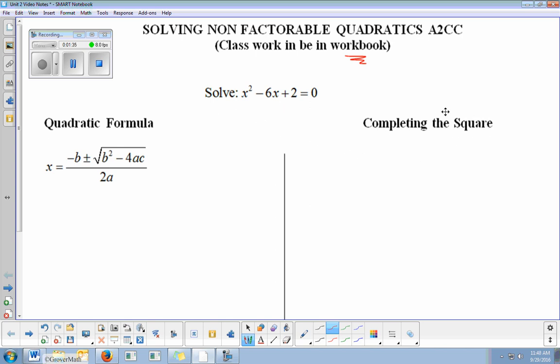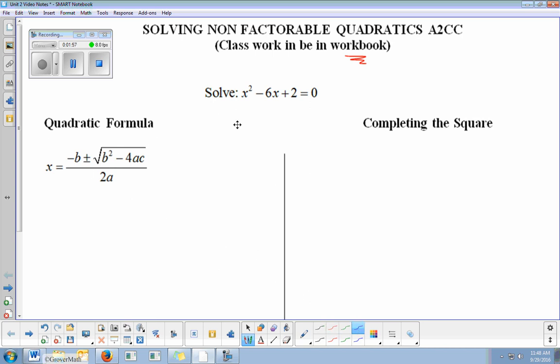Completing the square is a very useful tool that we'll use in other things throughout the year, but it can definitely be used for this. So we have a formula and a process, and that's really how you want to look at these. There's a formula and then there's a process. So let me show you them both and see how we end up with the same answer, and this is what we'll practice more in class tomorrow.